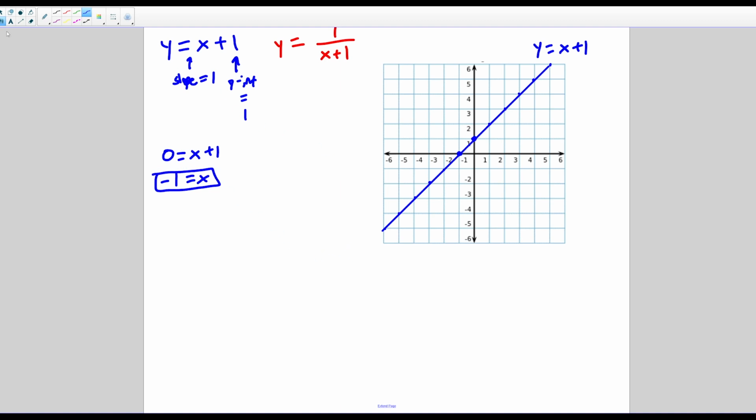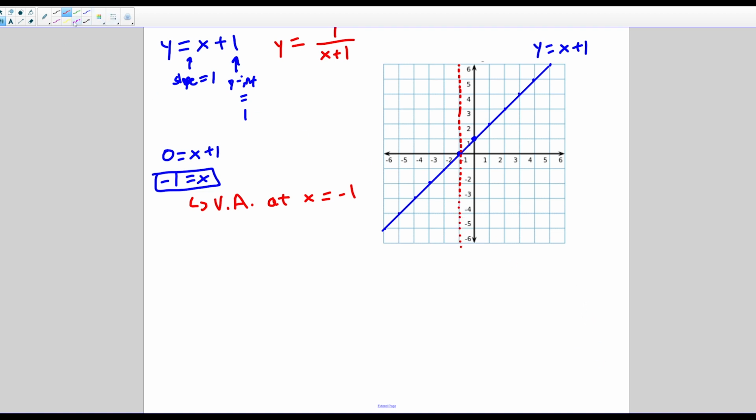On our previous page, what we found out was that the x-intercept of your original function is going to be the vertical asymptote of your reciprocal function. So that means that we have a vertical asymptote at x is equal to -1. So what I'm going to do is draw a vertical line, and I'll do it as a dashed line here, where I have my vertical asymptote right there.